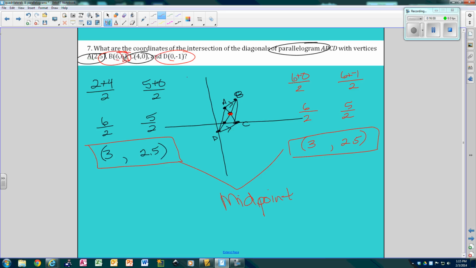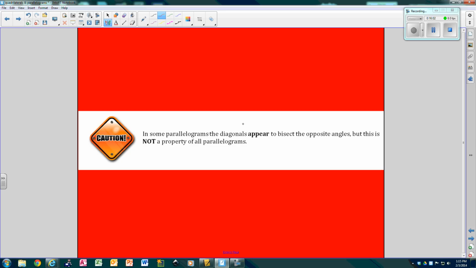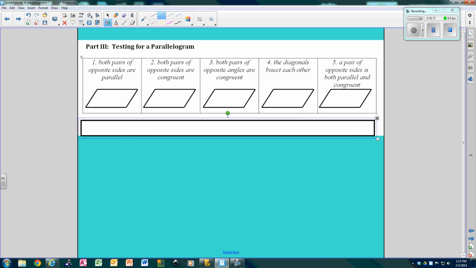All right. Now, this is a caution for you to watch out for. In some parallelograms, the diagonals appear to bisect the opposite angles, but this is not always true. Okay, not always true. All right, so we'll start.